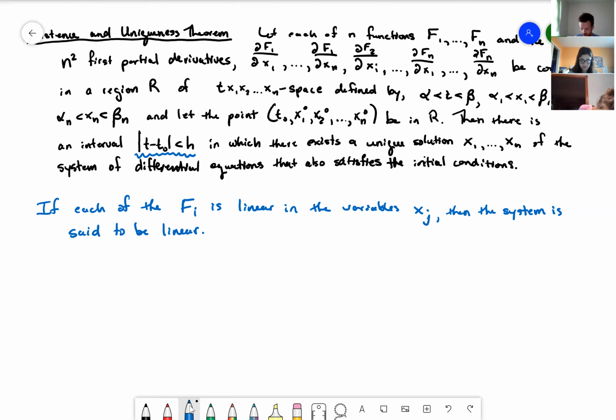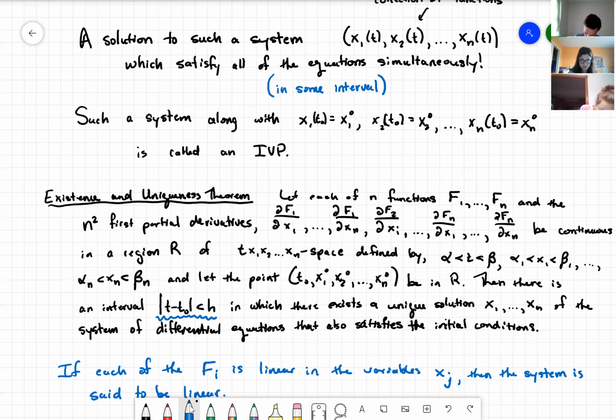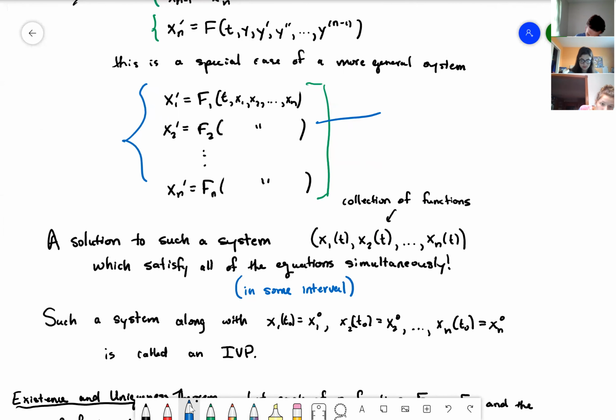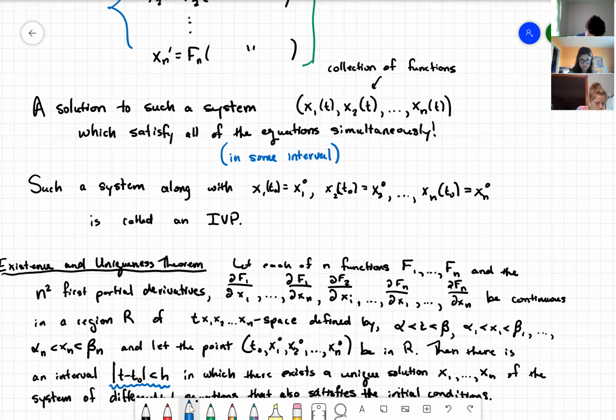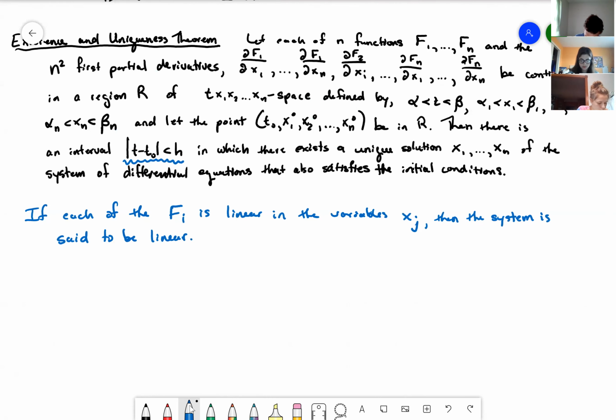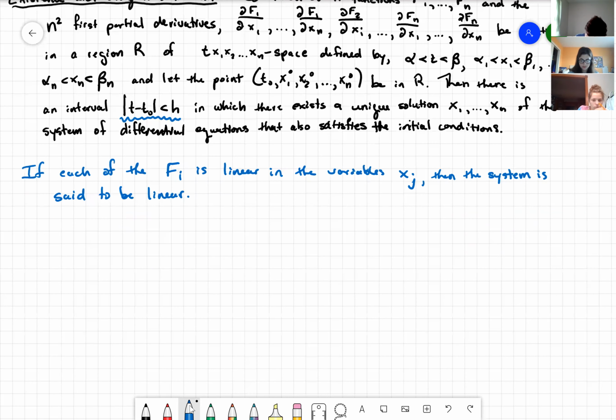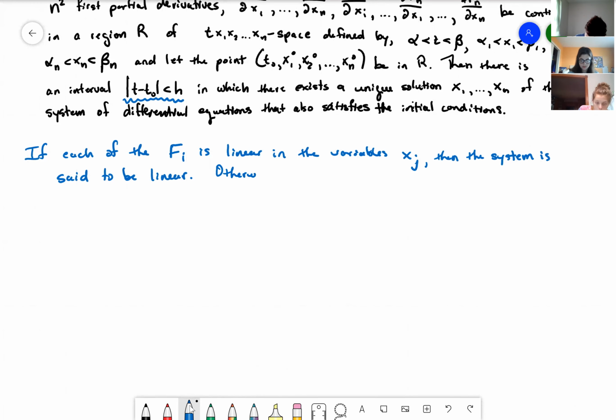So if each of these functions, I'll go back to this system that we had right here, is actually linear in terms of x1, x2 up to xn, the whole system is said to be linear, and these are the ones that we're going to care about. Otherwise, it's said to be nonlinear, obviously. No harm in writing it down, though. Otherwise, nonlinear.